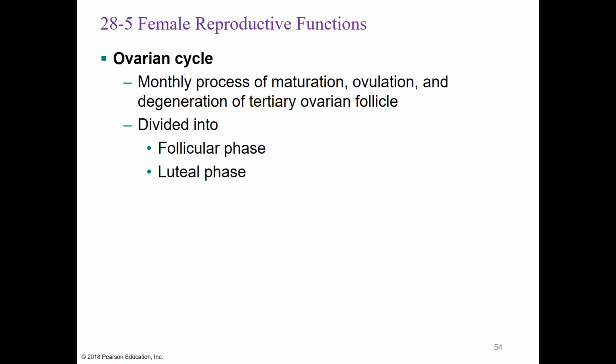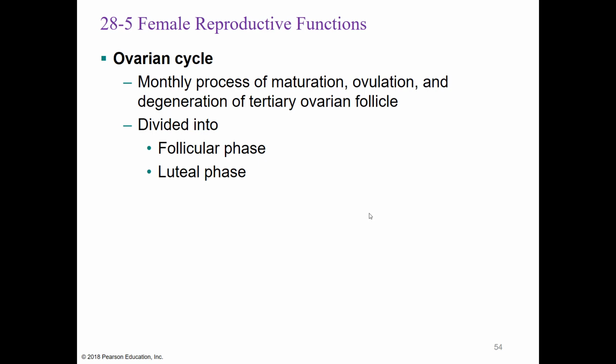Before we look at an image of the tertiary follicle, which is coming, we're now talking about the ovarian cycle. The ovarian cycle is a monthly process of maturation, ovulation, which is the release of the egg, and degeneration of the tertiary ovarian follicle. And it's going to be divided into two phases, the follicular phase and the luteal phase.